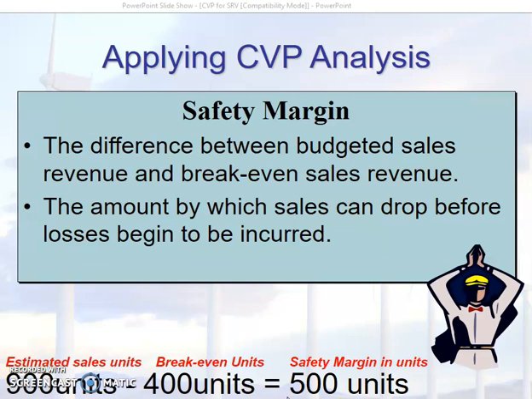But I want you to understand that for purposes of this particular class, for this class only, we are not going to look at any kind of multi-product analysis. Okay, we're looking at one product in here. But I think you can probably figure out that if we were looking at multiple products, this idea of safety margin would become far more beneficial and useful to us.